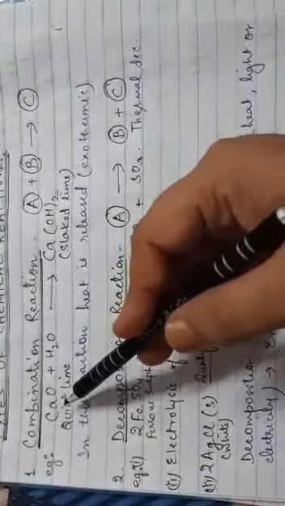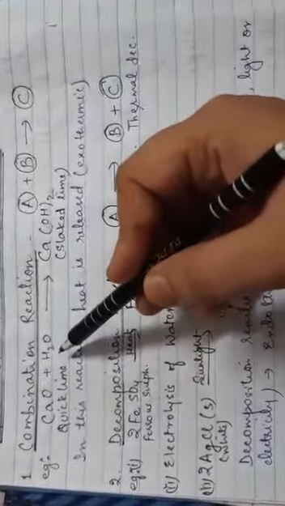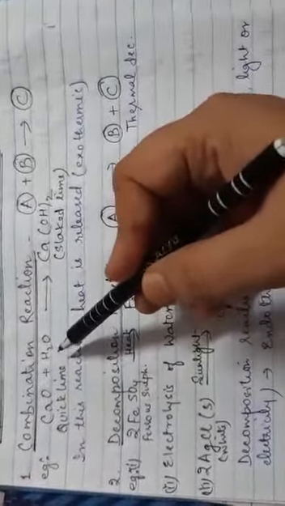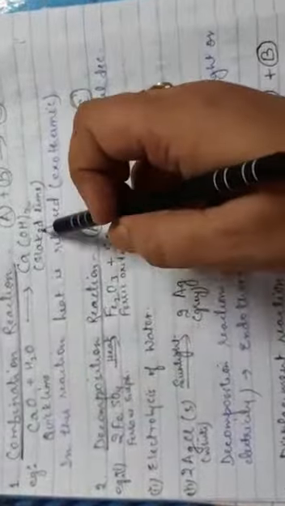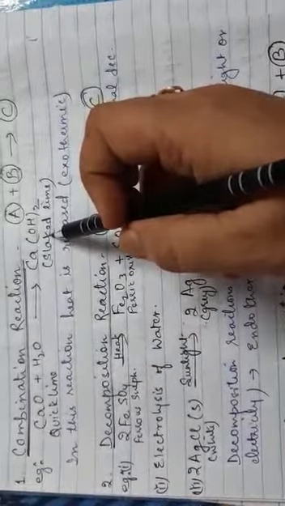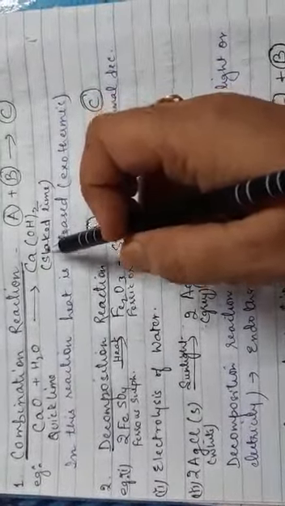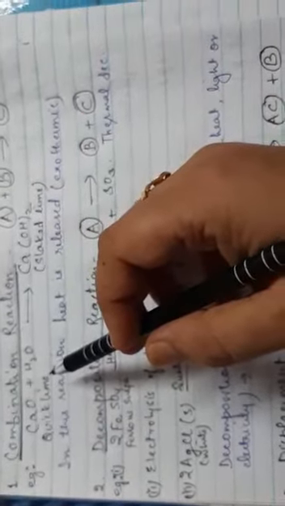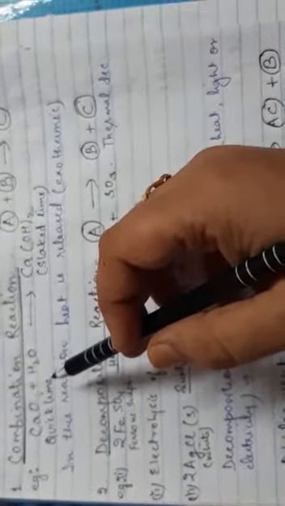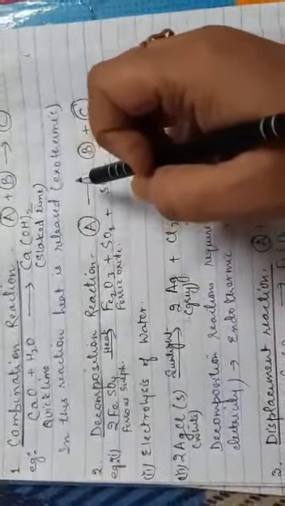Okay, so for example, we have calcium oxide. When you add quicklime in water, it gets converted into calcium hydroxide, that is called as slaked lime. So here you can see two substances are combining to form one single product. So this is an example of combination reaction, and in this reaction a large amount of heat is also released. So the reactions in which heat is released are called as exothermic reactions.